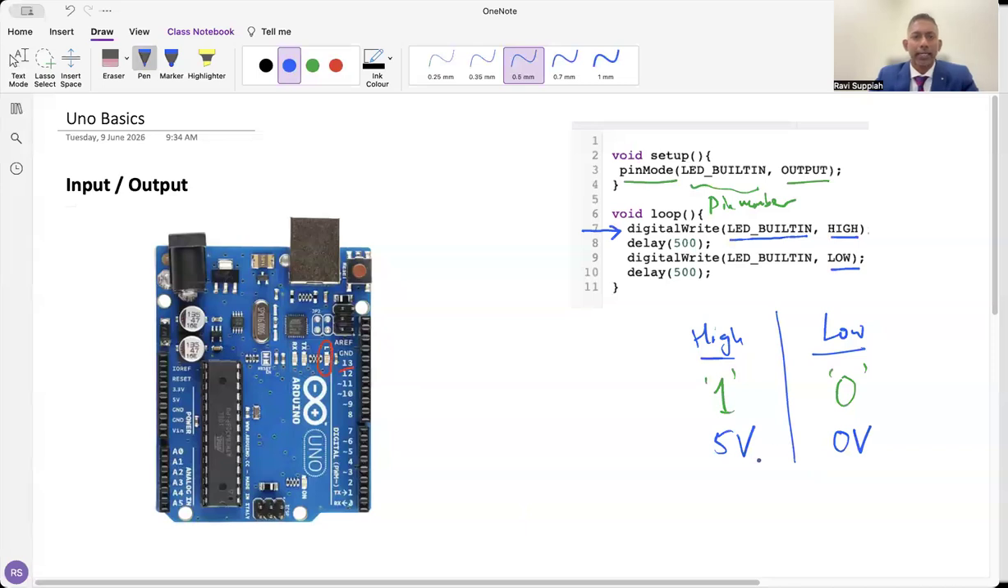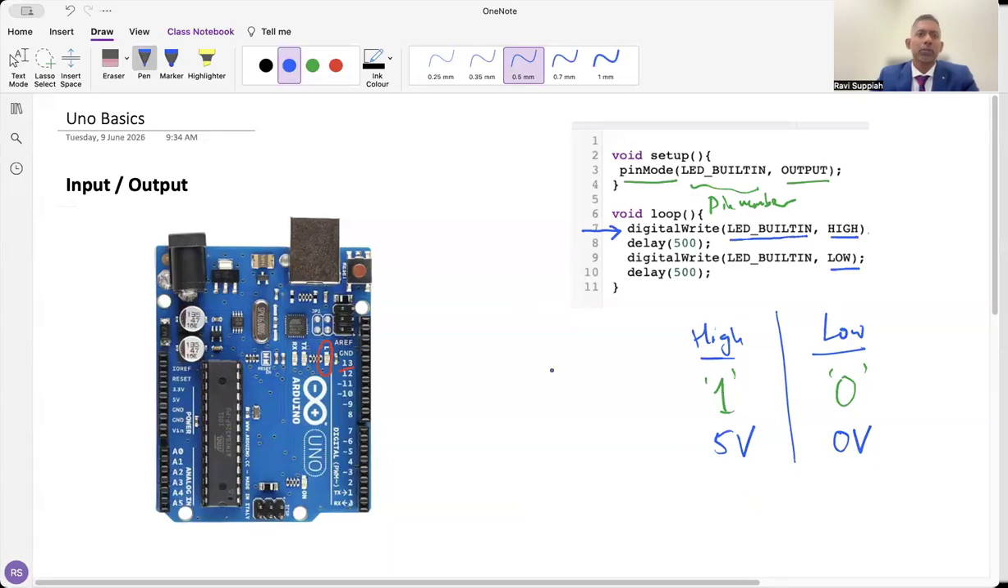Of course, this is ideal. Generally, even though we say high is 5 volts, it could fluctuate depending on the board, depending on the supply, and so on. It could be slightly less, depending on what you get from the power supply to the board. But for simplicity's sake, we can say that this is 5 volts.